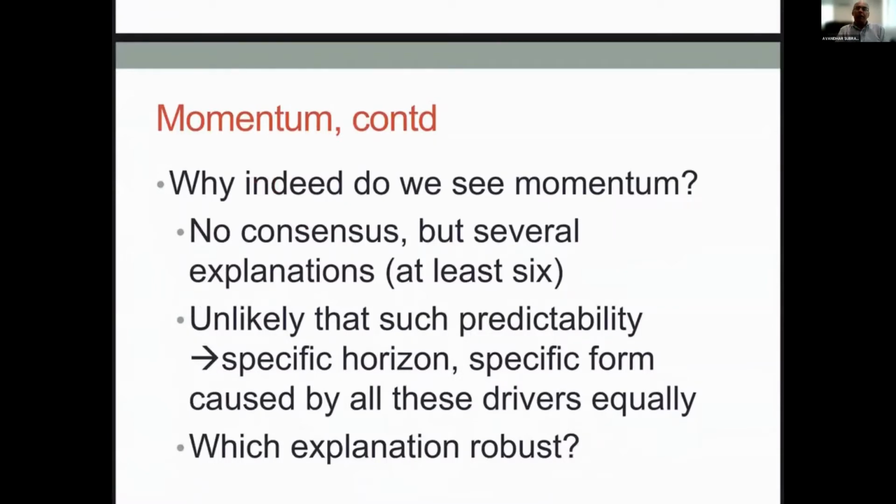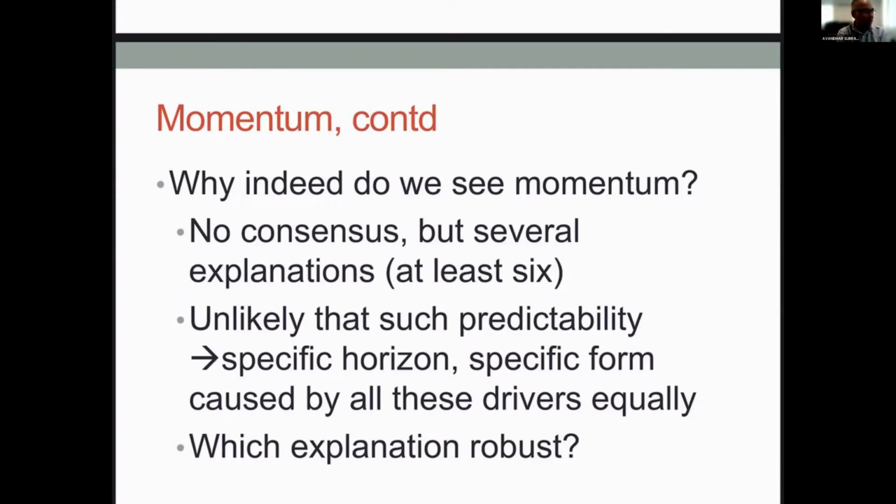The problem is that we have no consensus among academics, but we have many explanations for momentum, at least 6 different explanations by different sets of academicians. But we still don't know which is exactly the right explanation. Everyone has their little theory, but empirically speaking, we don't really understand why it arises.